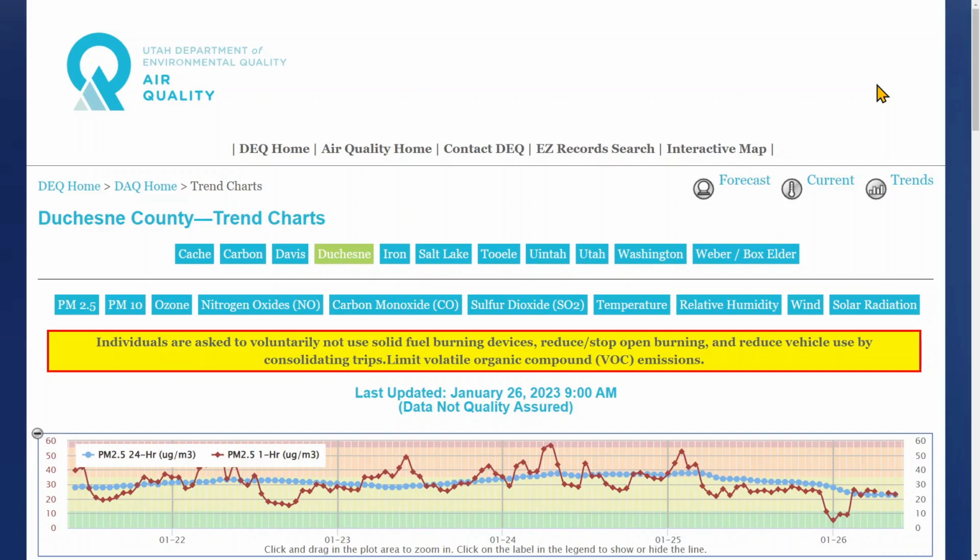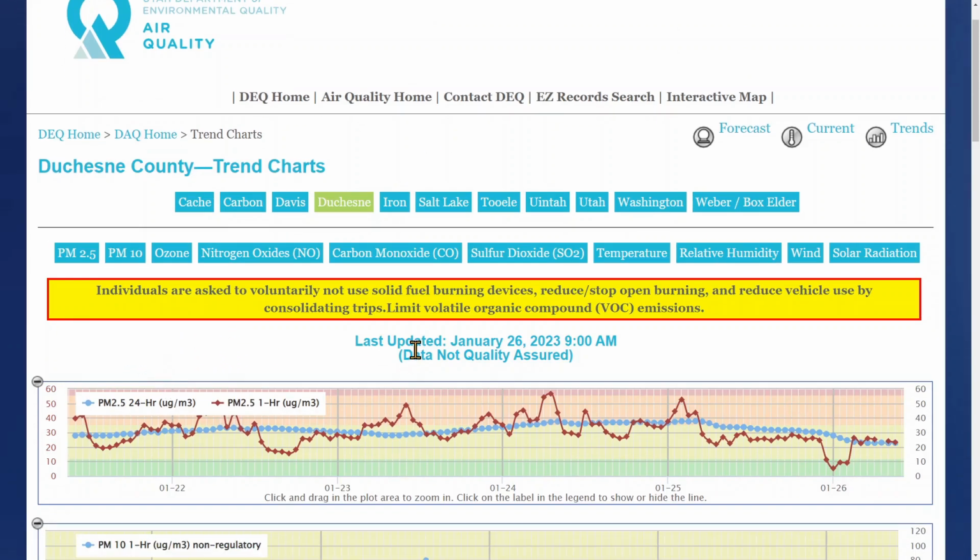So every state is also going to maintain air quality monitors and generally provide the data to the public. So here we're looking at Utah's Division of Air Quality. And here's the trend for the last several days in Duchesne County. And you can see that the red line is 1 hour numbers, and the blue line is a 24-hour rolling average.